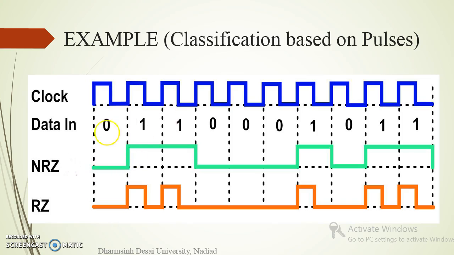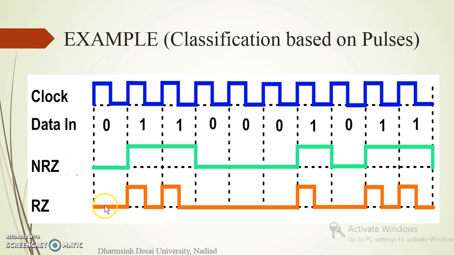Now see here in the NRZ, for the 0 bit, for this complete bit interval, it sticks with the 0 level, and for bit 1, for the complete bit interval, the pulse retains its value. That is some positive level. That's why it is non-return to 0. Within this complete time interval, it will never return to 0.